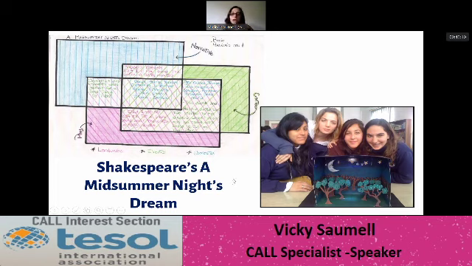This was done on paper, but it could easily be done online using a Venn diagram tool. On the right, you can see a group of my students who decided to create the stage setting for all of the scenes in the play. And of course, they had to explain. They did a lot of craft work, but since the focus of our class is linguistic, they had to explain why they had chosen that and what materials they had used. So they had to justify all their choices.